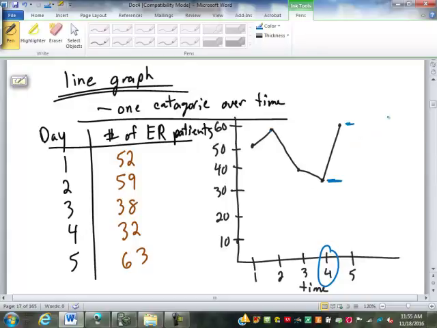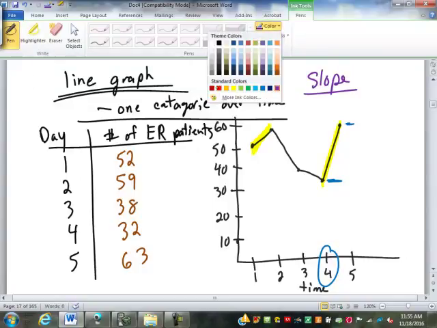But the other thing that's significant on a line graph is not just the height of that point, but the slope. There are 2 spots on this graph that have a positive slope. Right here and right here. Positive slope means the number is increasing.